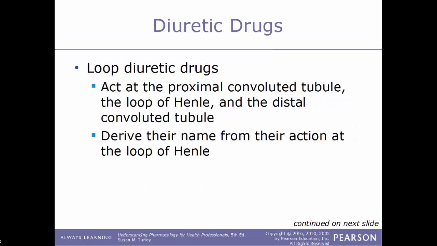Another category of diuretics, the loop diuretic drugs. These will act on the proximal convoluted tubule, and also on the loop of Henle and on the distal convoluted tubule. And this class of diuretics gets its name because they act on the loop of Henle, and that structure is also known as the nephron loop.